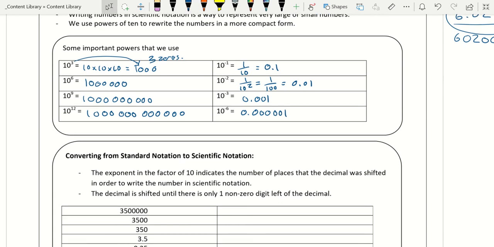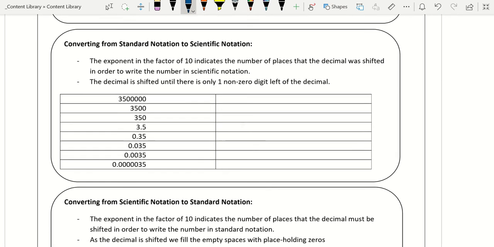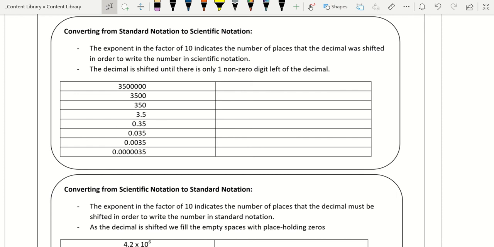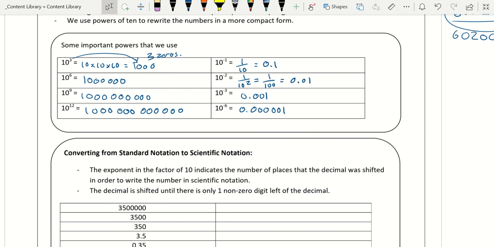And we'll see soon that what we're actually doing is moving the decimal back and forth. So, converting from standard notation to scientific notation. Oh, sorry, I guess we'll go back here. We do want to see that. What we'll do is go back through these numbers now.